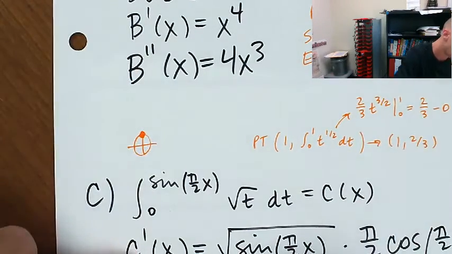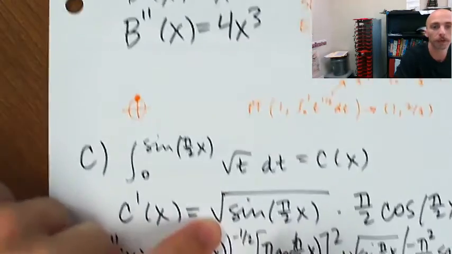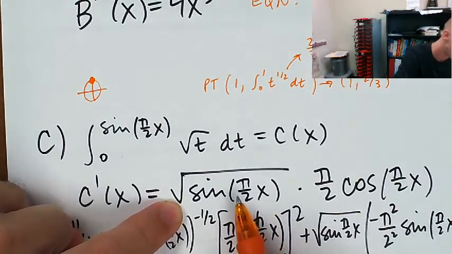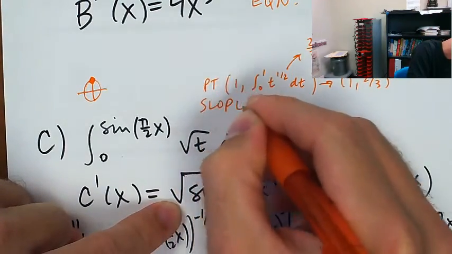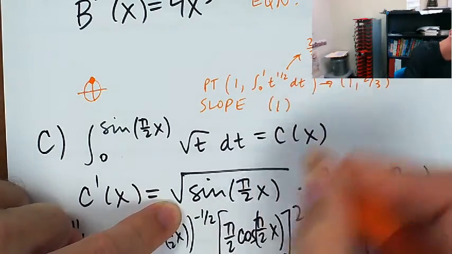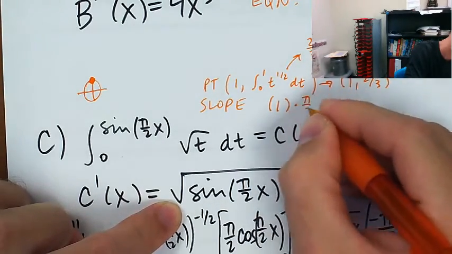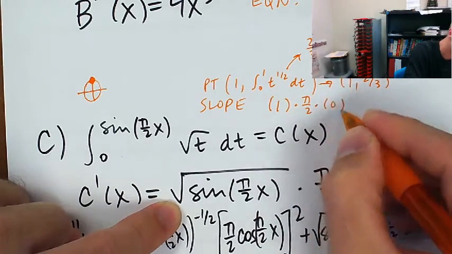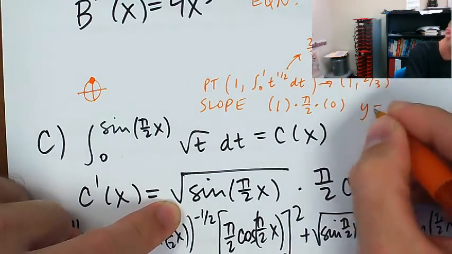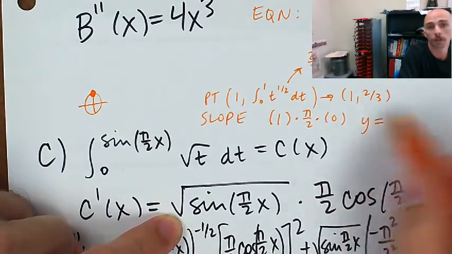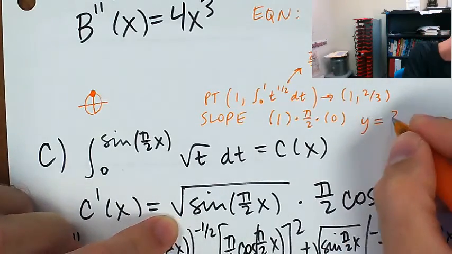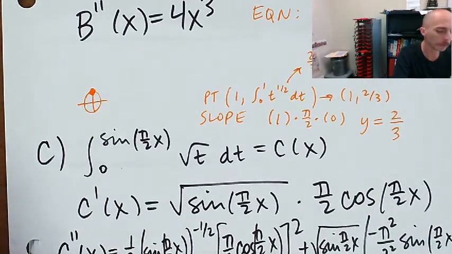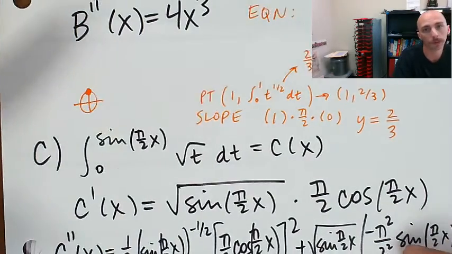Okay, the slope on C is the square root of sine of pi over 2 x. Okay, I've already computed that. That's 1. So square root of 1 is still 1 times pi over 2 times cosine of pi over 2 is 0. Okay, so this was not very interesting. If it's got a flat slope, then it's just a horizontal line, so it's y equals 2/3. Or you could say y minus 2/3 is 0 times x minus 1 if you wanted to do that. That's fine too. All right, that was B and C.